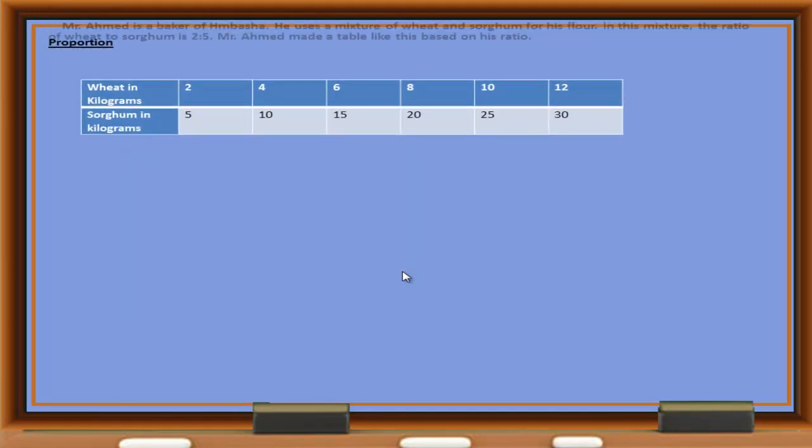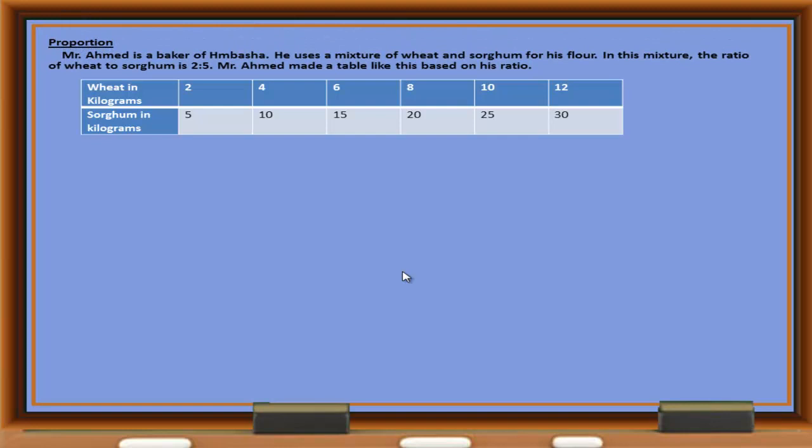Proportion. Mr. Ahmed is a baker of Himbasha. He uses a mixture of wheat and sorghum for his flour. In this mixture, the ratio of wheat to sorghum is 2 to 5. Mr. Ahmed made a table like this based on his ratio.